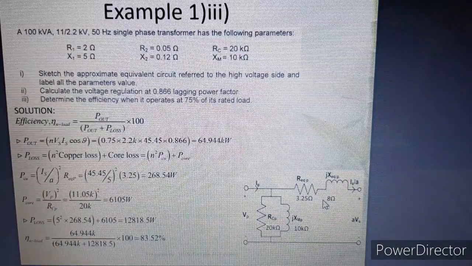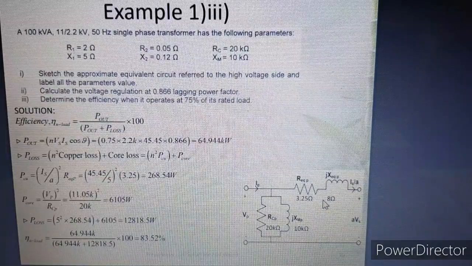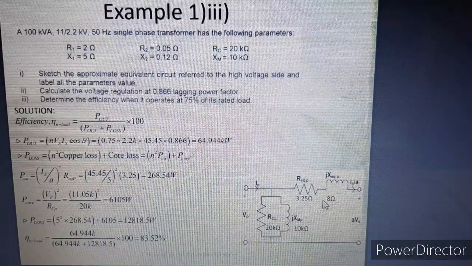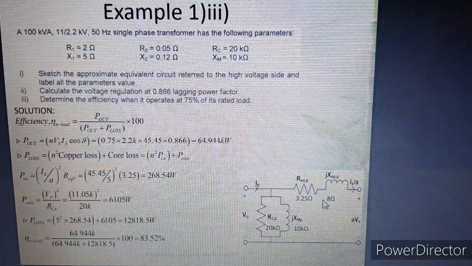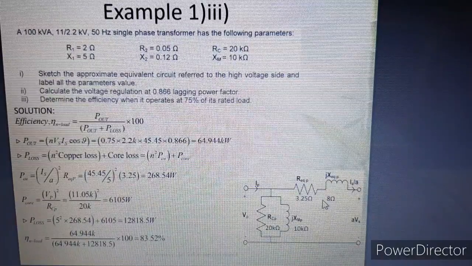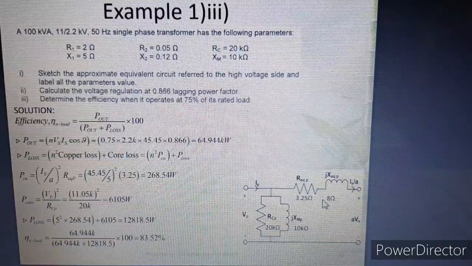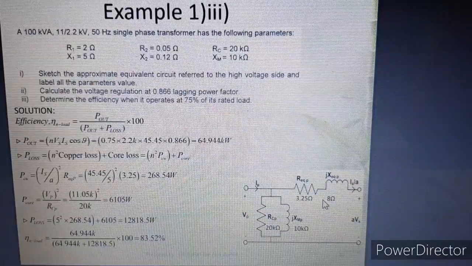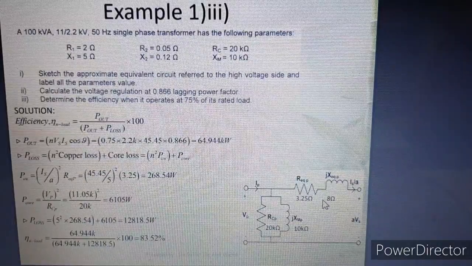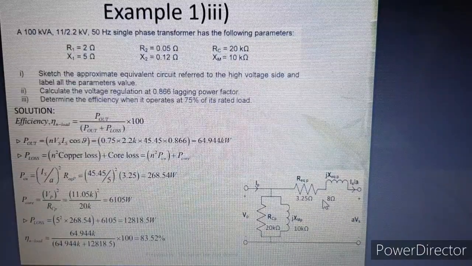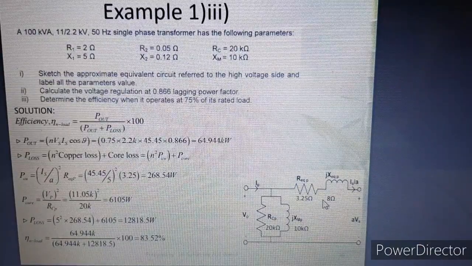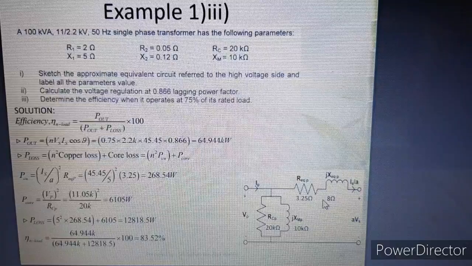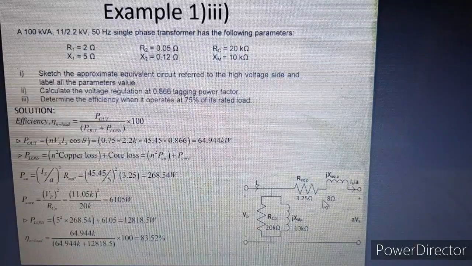Other than that, this question asks you to find VR and efficiency at 75% of its rated load. The question may ask you to find VR and efficiency at full load. Okay, so your N is 1. In other words, you don't even need to multiply IS with N, because you multiply anything with 1, you get the same answer. But it can also ask you to calculate VR and efficiency at 50% of its rated load or 80% of its rated load. In that case, you need to include N in your IS. Hopefully you get the idea.